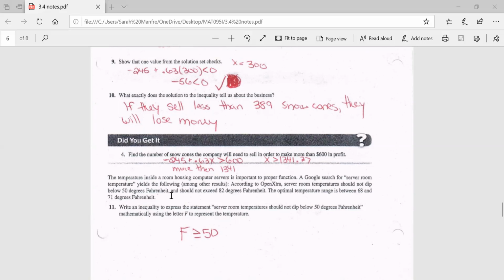Okay, so this means a couple of things. It means they cannot go below 50, right? So first thing you have to ask, is 50 okay? Should not exceed 82. So the other question you have to ask is, can it be 82? Are 50 and 82 okay numbers? And then to keep going, it says the optimal temperature range is between 68 and 71.